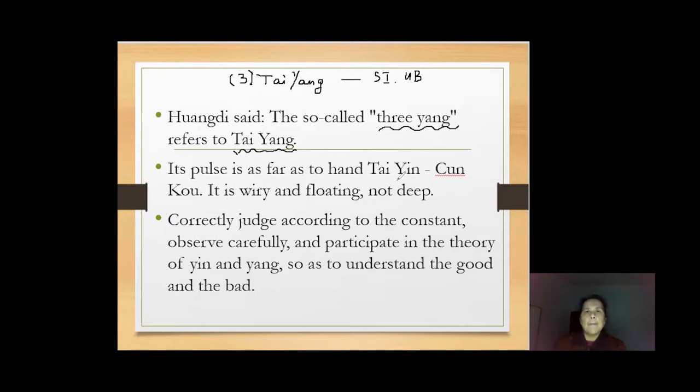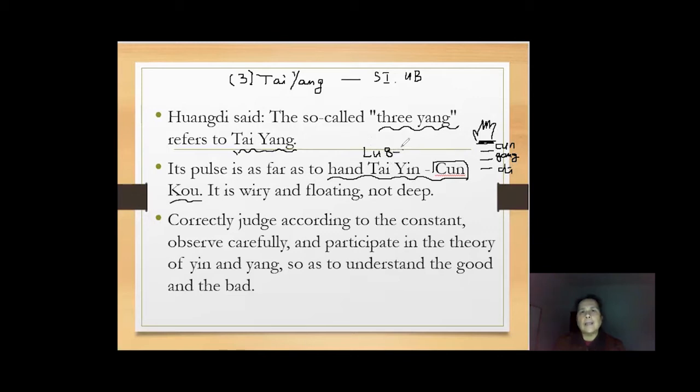And the pulse goes to the Hand Tai Yin Chun Kou. Lots of words here. So, the Chun Kou location. We know when we talk about the pulse, we have Chun Guan Chi. That's the same meaning here. Close to the hand, we call it Chun, and then Guan, then Chi. Right now when we take the pulse, we only go to the wrist, close to the pulse.